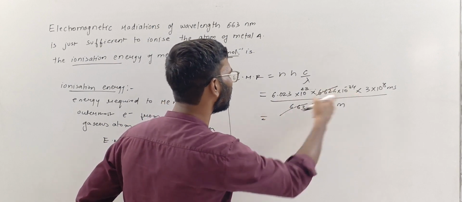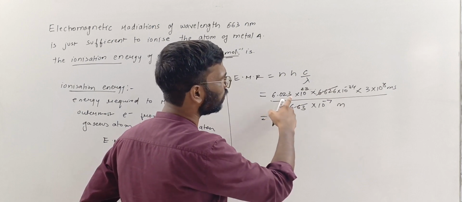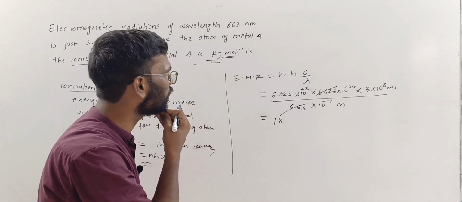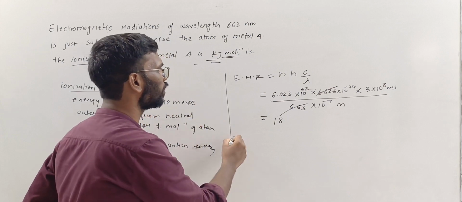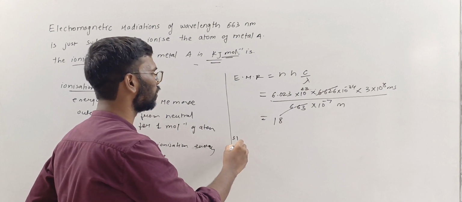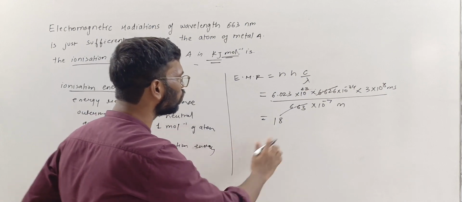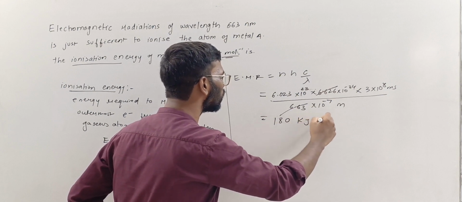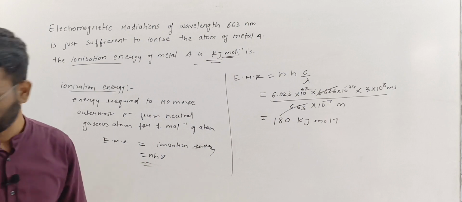So 6 3s are 18, 1, and this is 10 raised to 23 and 8. 23 and 8 is how much? 31, right? And this is plus 7, so 38. So the answer will be close to 180, in kilojoules per mole after all these things. Yes, the answer is 180 kilojoules per mole.